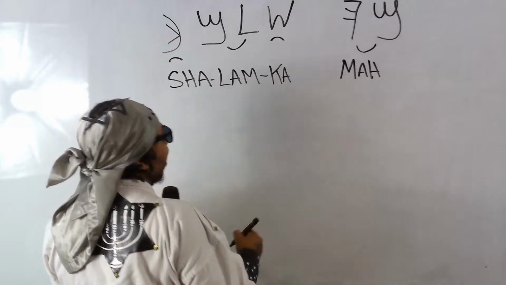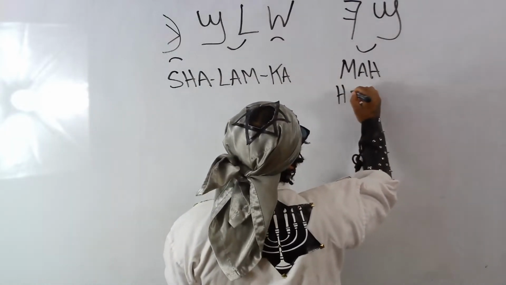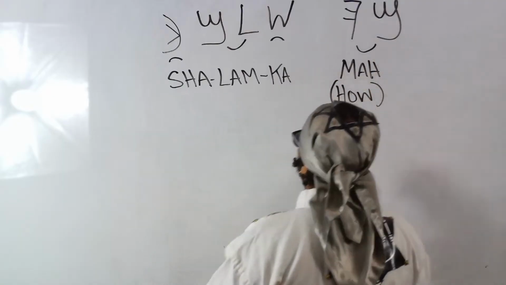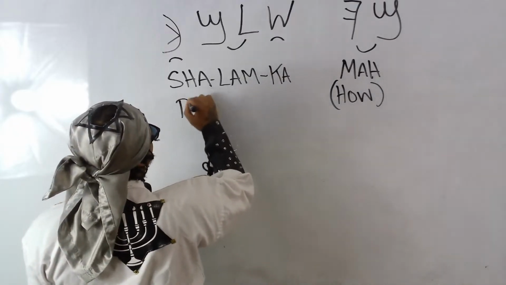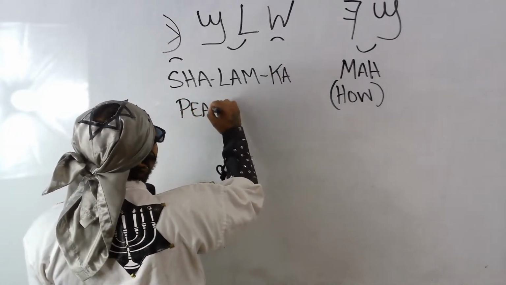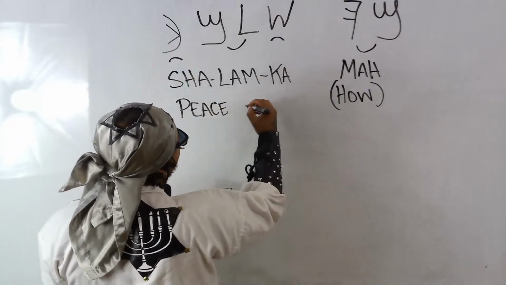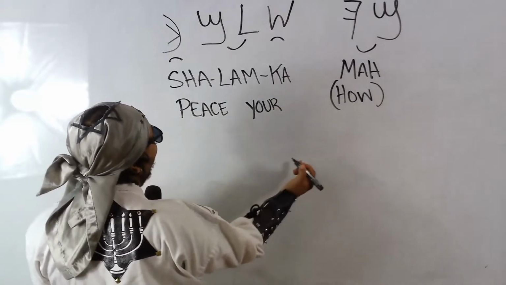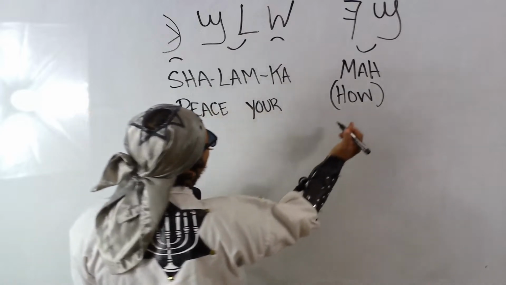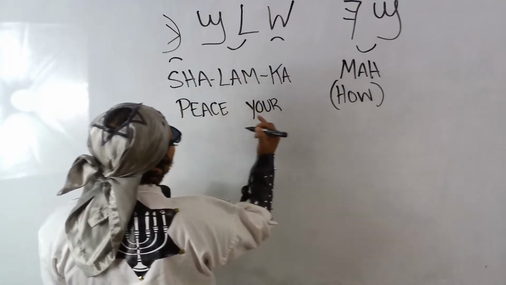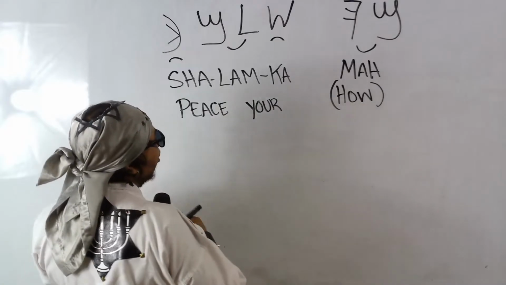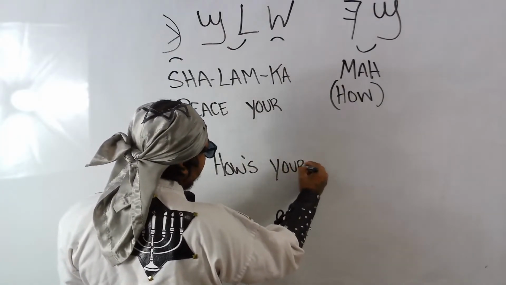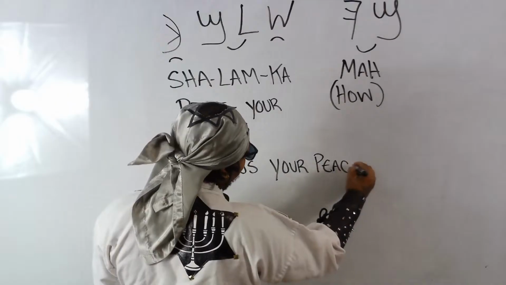Shalom ka. Now, what are we saying? We're saying how. Ma is how or what. All right. That's what ma means. How or what. Shalom is peace, right? You know that shalom is peace. And ka at the end is your. How peace your, or how is your peace? How's your peace, or how peace your? Okay? How's your peace is what we're saying. We're saying, how's your peace? That's literally what we're saying in Hebrew.